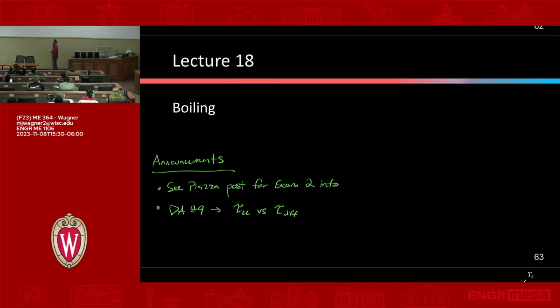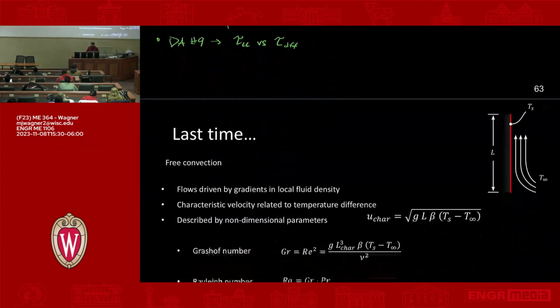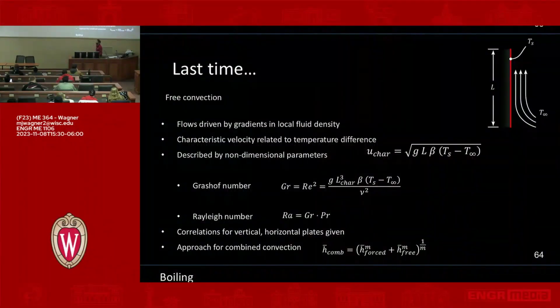We're starting lecture 18, which is boiling. We'll go through it and let's see, review first what we did last time. So just remember last time we were talking about what we call free convection or natural convection. The idea is that you have these density gradients that lead to velocity. And that velocity causes heat transfer, convection to occur.